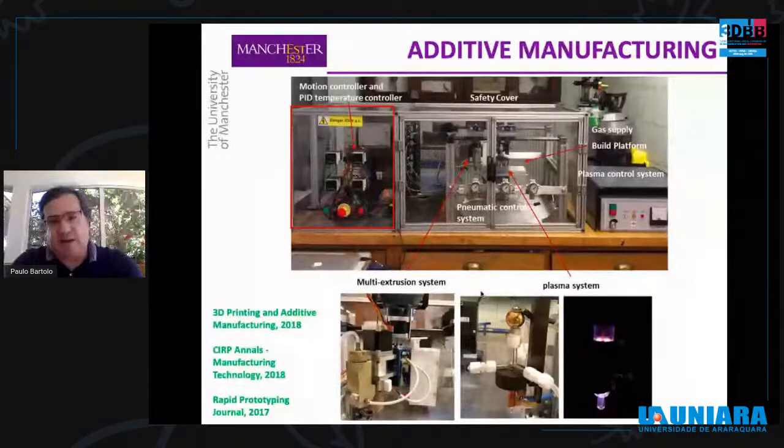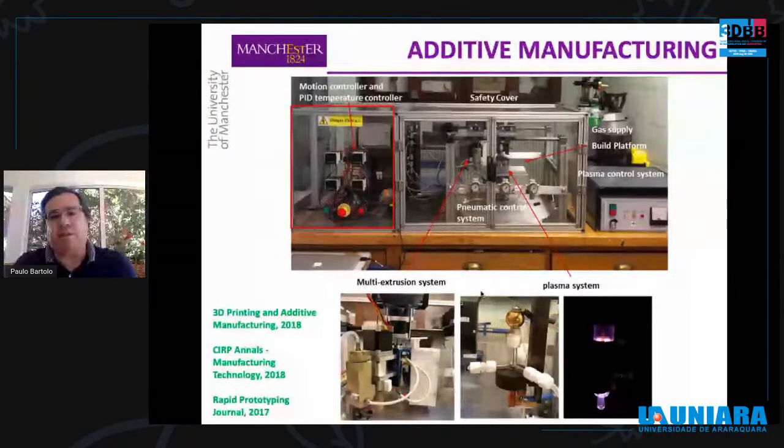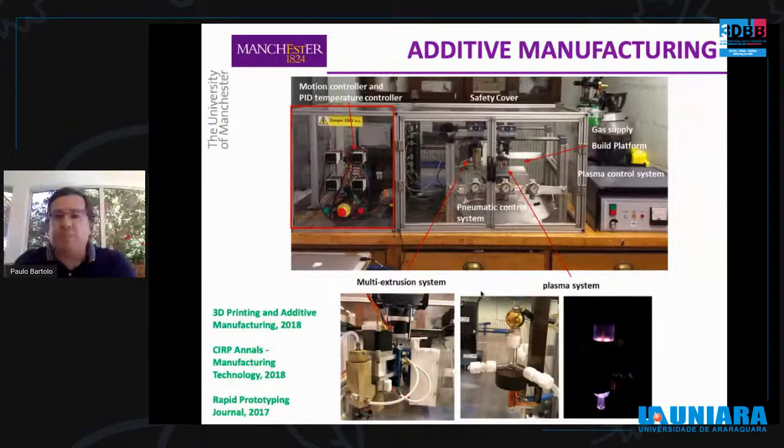In Manchester, we have machines corresponding to all the main additive manufacturing principles commercially available. But we are also developing our own machines, targeting specific applications, addressing some limitations identified in commercially available ones. One example is this hybrid machine that we developed, comprising a multi-extrusion system and a multi-jet plasma system. Using this machine, it is possible to print multiple materials per layer and to use this multi-jet system to do surface modifications per layer, also in a controlled way.